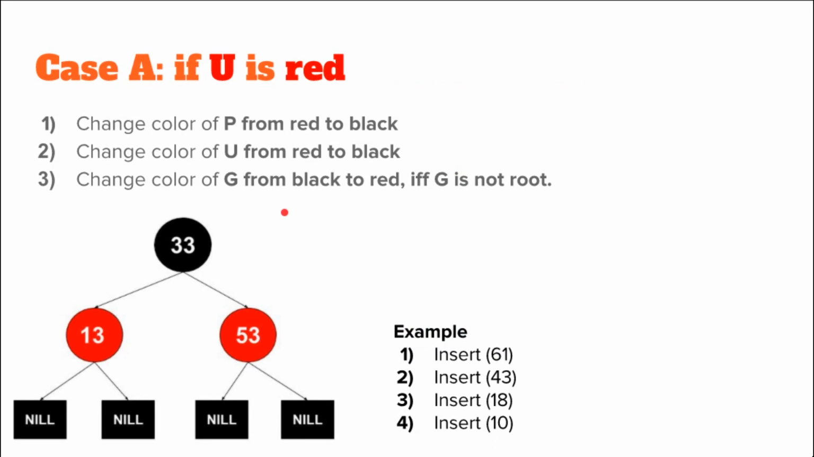Case A, where uncle node u is of color red. Here, no rotation but simply recoloring process is applied. Parent node p and uncle node u are recolored as black. Grandparent node g is recolored as red, but if the grandparent node g is a root node, then it is kept as black only.